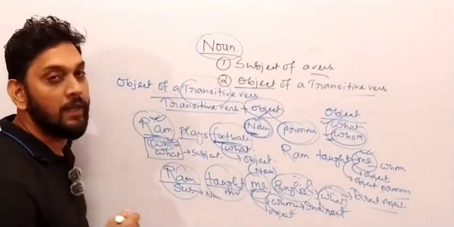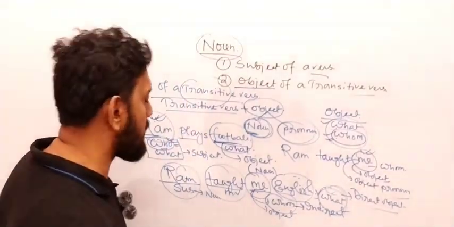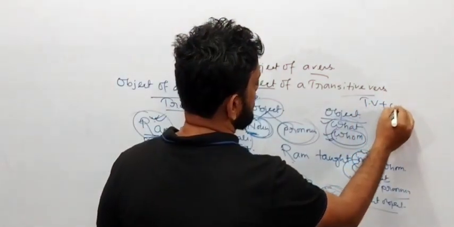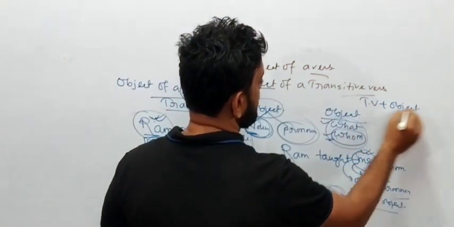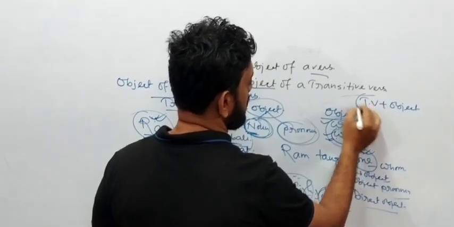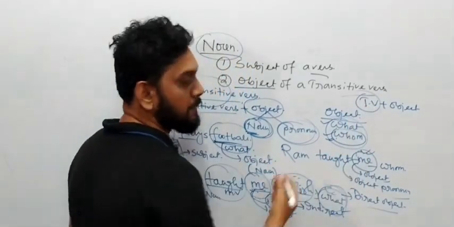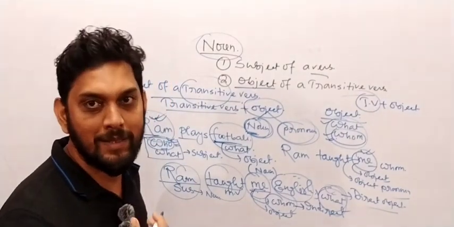They could not understand what would be the meaning of transitive. Transitive means what? Transitive verb is a verb which always takes an object. I have written it in short form, the abbreviation T.V., that means transitive verb. Transitive verb always takes an object.